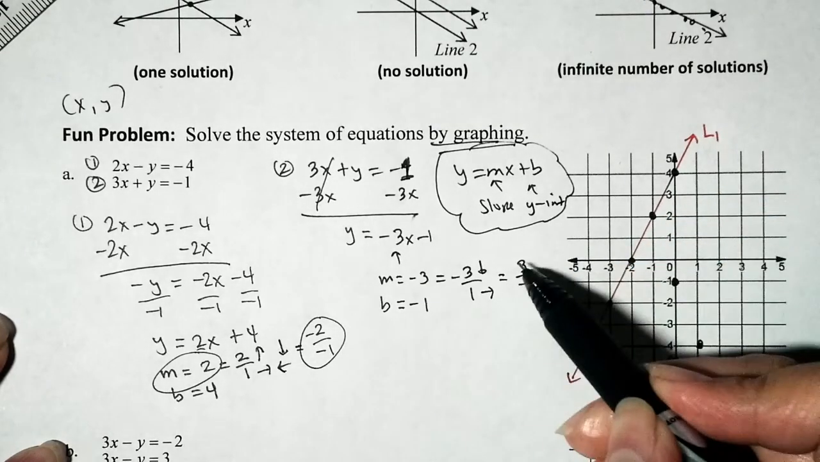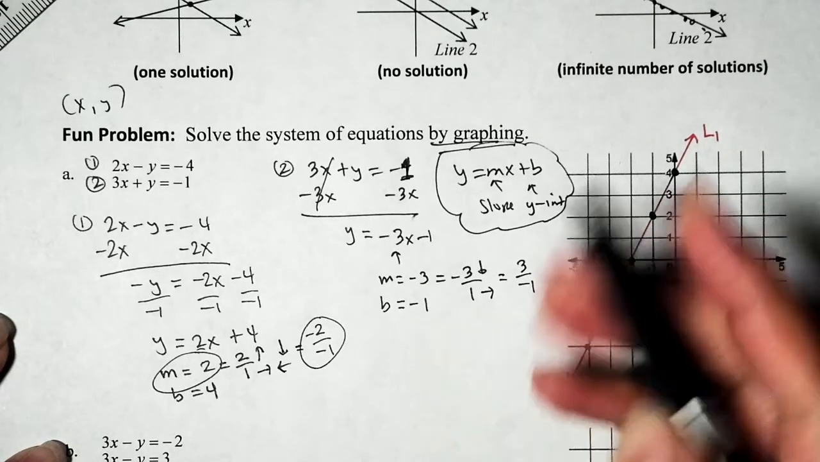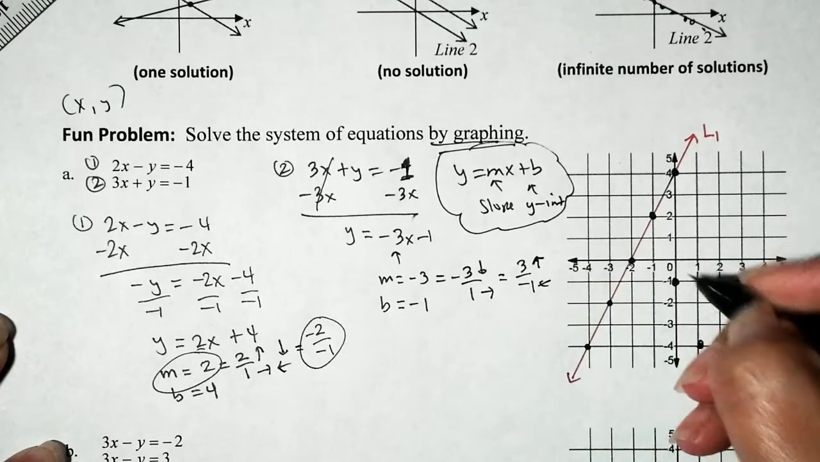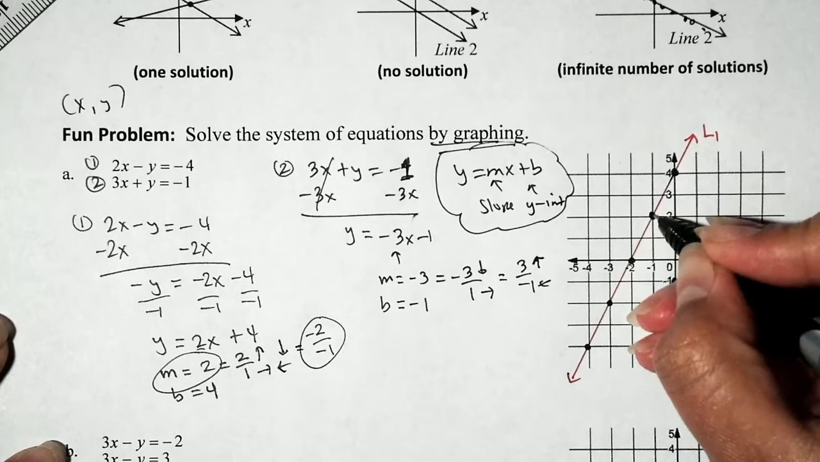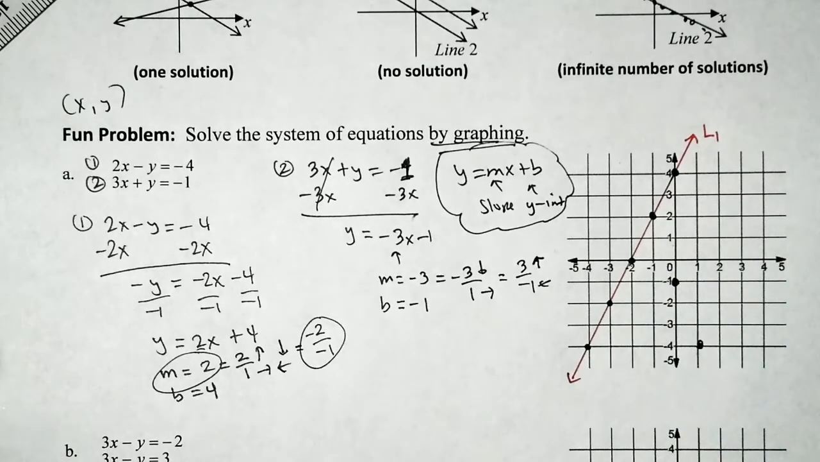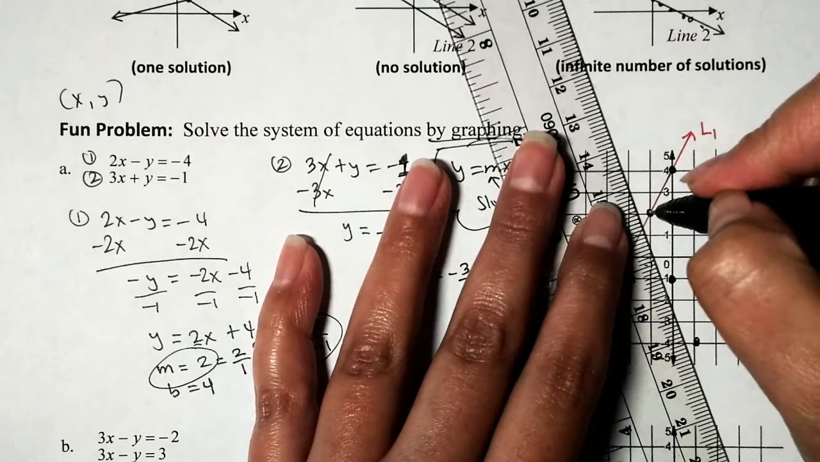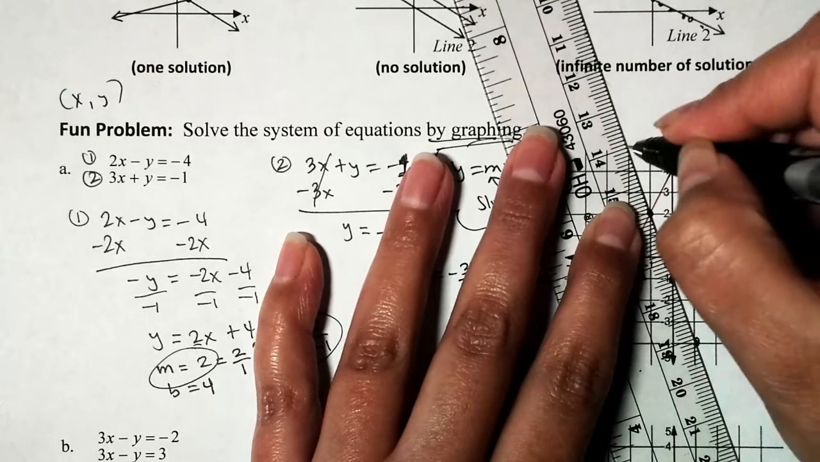Okay, 3 over negative 1 is still negative 3. So with these new directions, up 3, 1 to the left. So up 3, 1, 2, 3, 1 to the left, which is that point that was already graphed. Okay, so let's take our straight edge and connect these points.